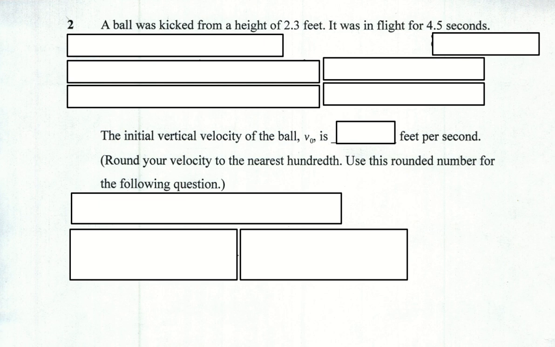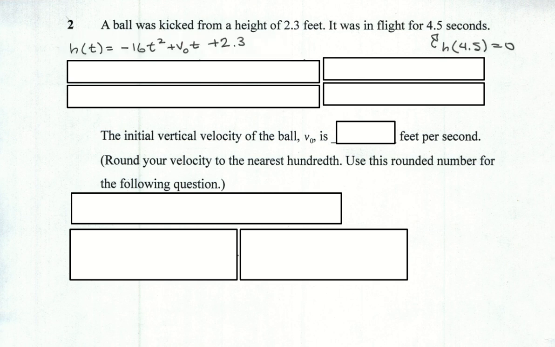When we take a look at this question, we notice that it's very similar. It says that a ball was kicked from a height of 2.3 feet. That's going to tell us our h sub 0. It was in flight for 4.5 seconds. Well, that's going to tell us that after 4.5 seconds, its height returned to 0 again. So we're going to go through exactly the same steps again.